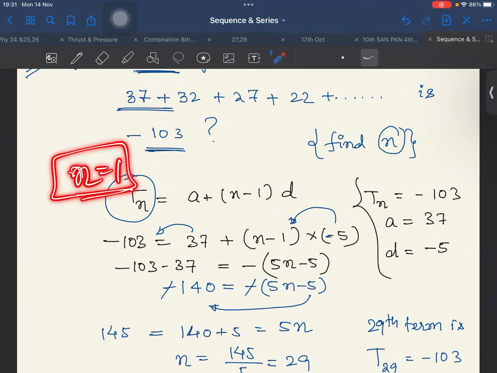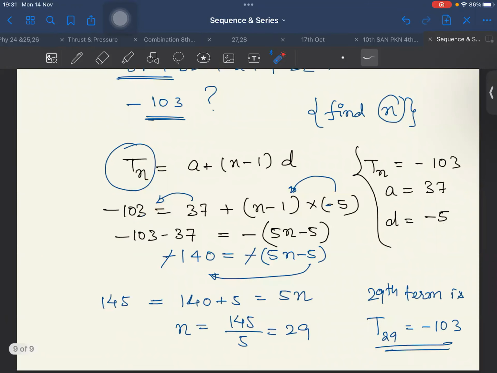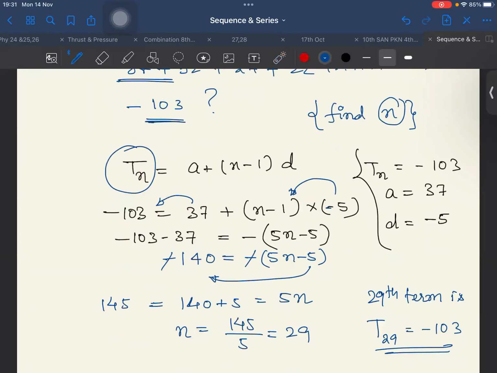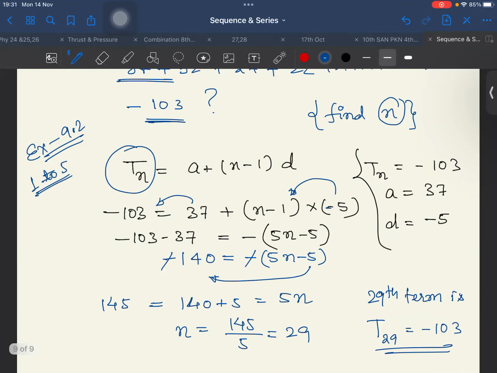So I want you to solve all the problems of AP from the exercise, 9.2. Not sum, just the arithmetic series, AP. So from question number 1, 2, 3, 4, 5, till question number 5, you can solve. Sum is also really easy. We can cover sum tomorrow, and we will also see arithmetic mean, geometric mean and geometric progression tomorrow.